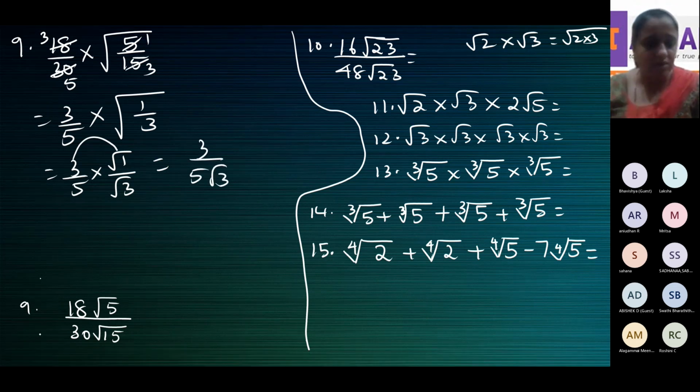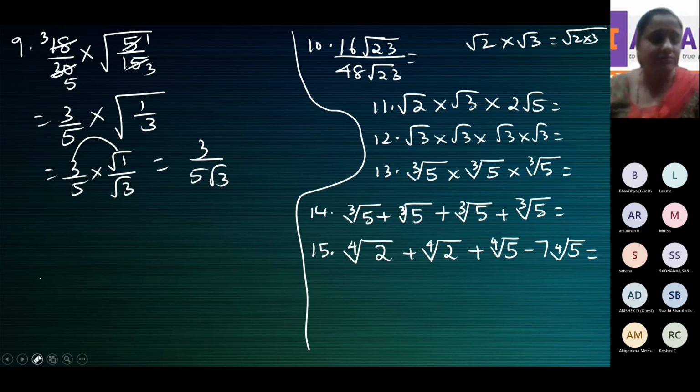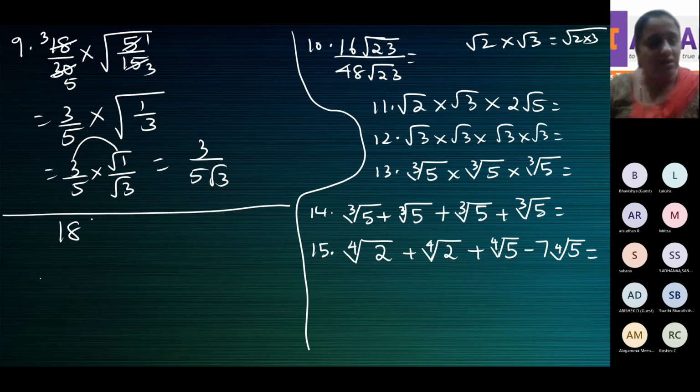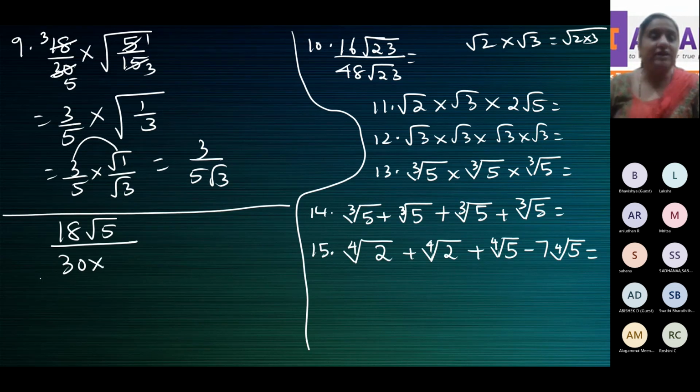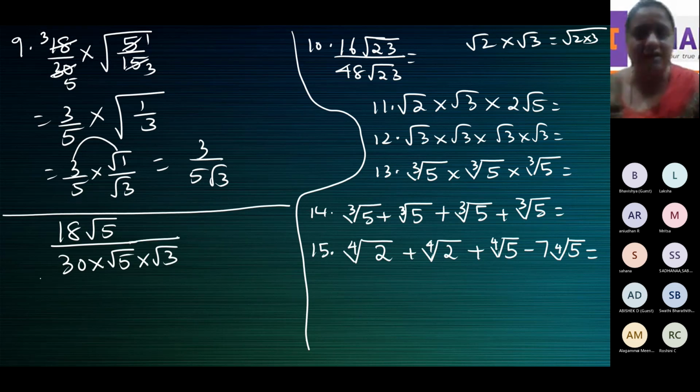You can do it like this, or the other way of doing it is, you can write 18 root 5 divided by 30 into, you can write the root 15 as root 5 into root 3. Because you know that root 5 into root 3 is root 15. Square root of 5 into square root of 3 is square root of 5 into 3, which is square root of 15. So you can split root 15 as square root of 5 into square root of 3. And you can simplify this. You just cancel it out like this.